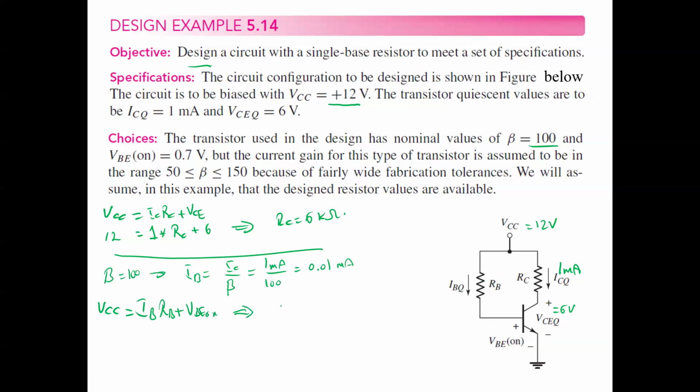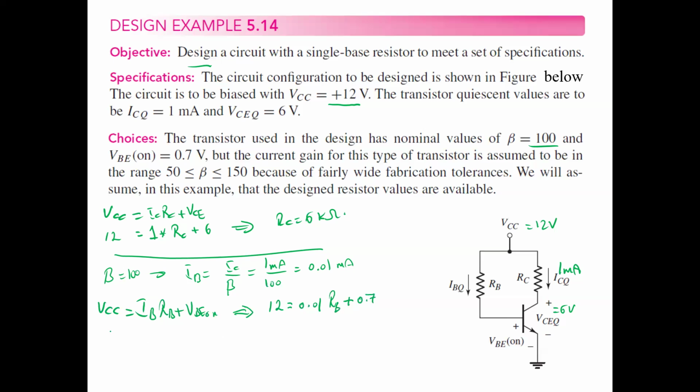So we can say 12 volt equals 0.01 milliampere times RB in kilo ohm. We don't need to multiply by 10 to the power minus 3 because the resistance is in kilo ohms, so it is multiplied by 10 to the power 3. The milliampere times kilo ohm gives volts, which balances with VCC 12 volt, plus VBE on, which is 0.7.